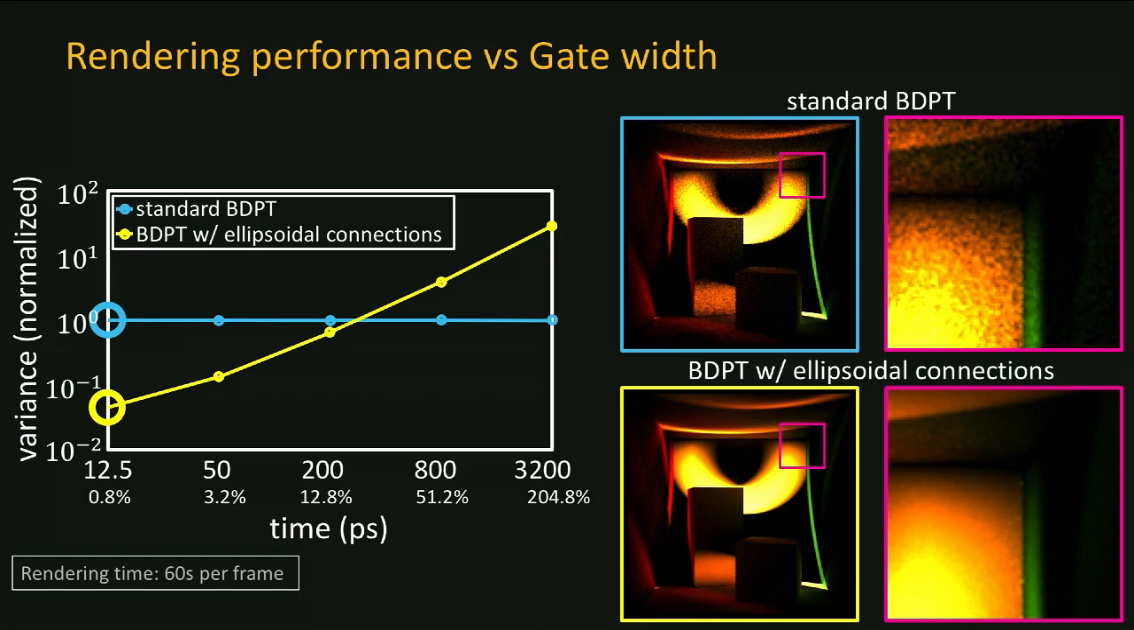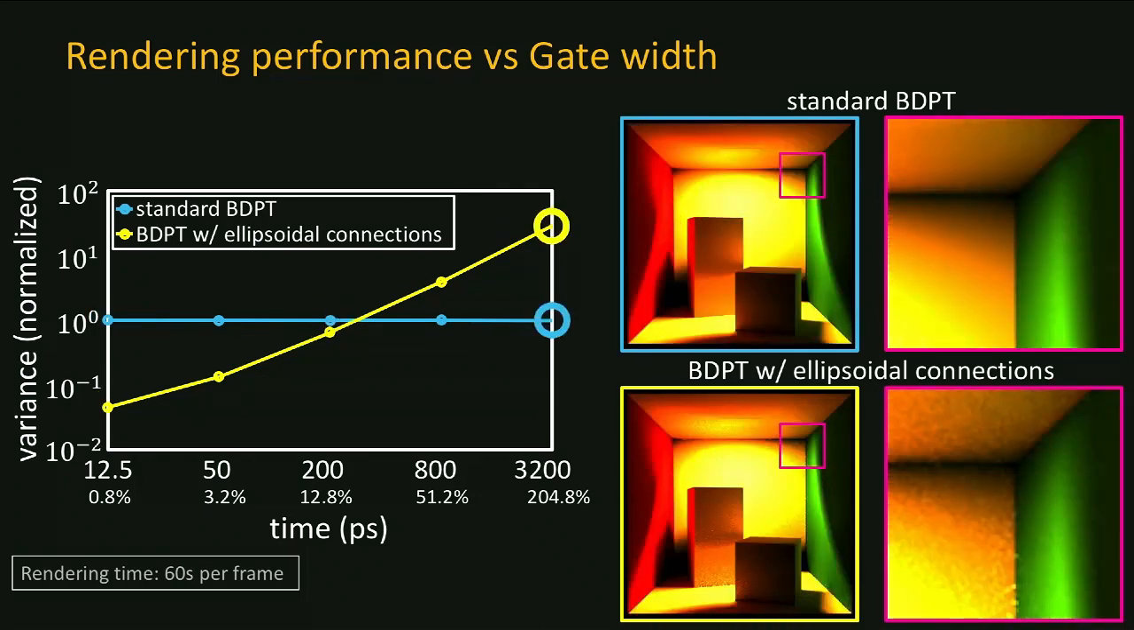At small gate widths, the proposed path sampling technique works better than standard BDPT. As the gate width increases, the advantage of sampling with path length constraint is lost. This is due to two reasons. One, almost all the paths generated by standard BDPT fall within the rendered gate width and are accepted. And two, the overhead of geometric query in ellipsoidal connections is higher than the performance we get by rendering fewer paths.